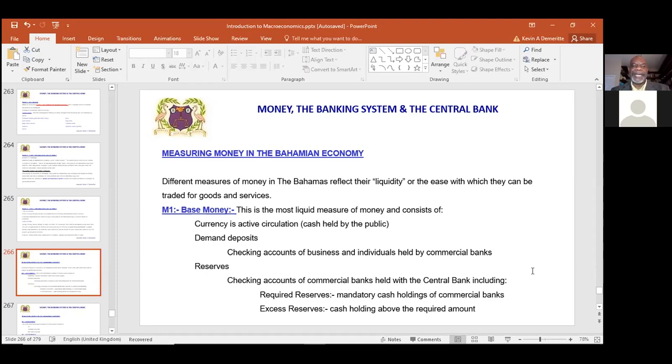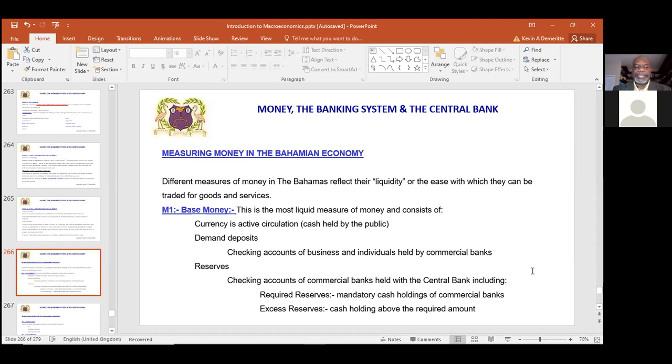The required reserve is money that is mandated to be held by commercial banks. Right? The banking laws, in fact, the Banks and Trust Companies Regulation Act and the Central Bank Act together, say that for every dollar that a bank takes in as a deposit, it must hold a certain proportion of that as reserves, just in case you come in and want to withdraw money off your account. Right? There has to be enough money there for whenever you come to withdraw money off your account.